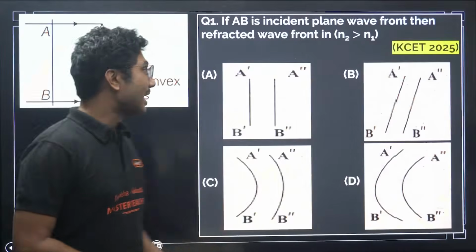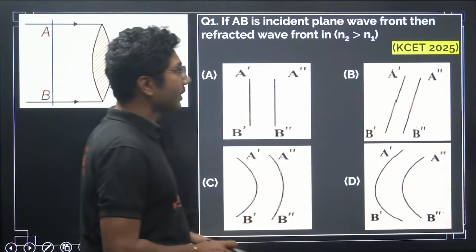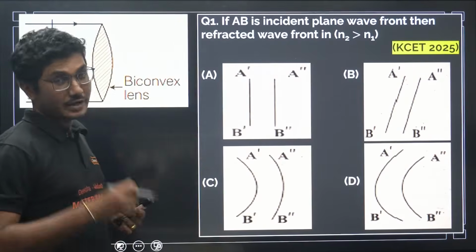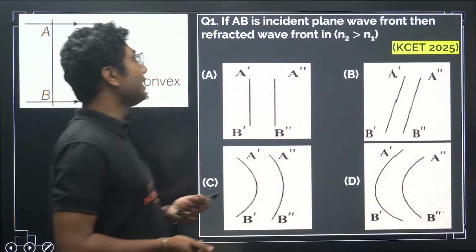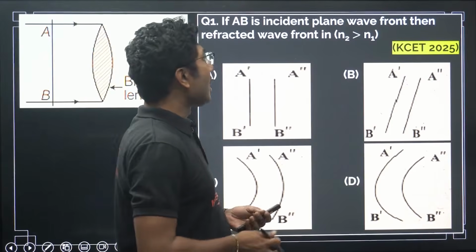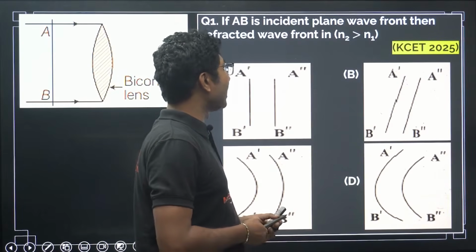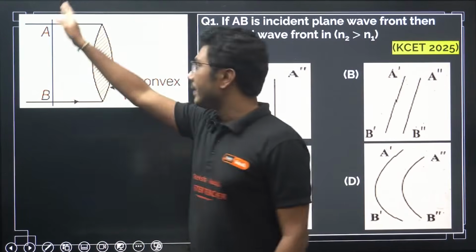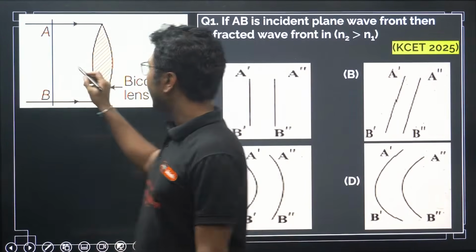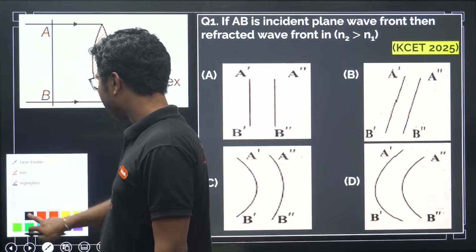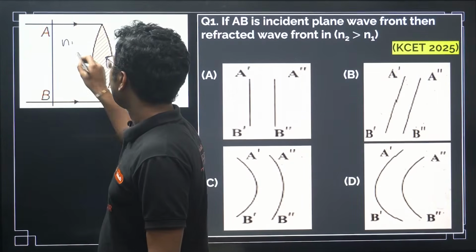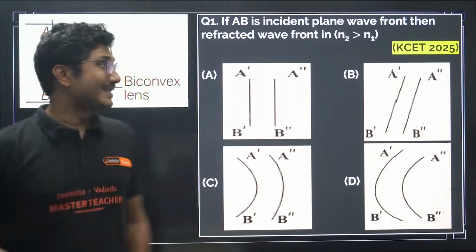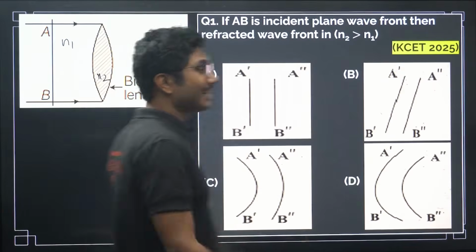Now let's start with today's journey. It is a question from 2025, slightly odd, so that's why I was discussing the shape of the wavefront. If you remember, if AB is the incident plane wavefront, then what is the refracted wavefront for N2 greater than N1? So here is the plane wavefront which is falling on it. N1 is the refractive index of the medium, and N2 is the refractive index of the lens. And it is also mentioned that N2 is greater than N1.